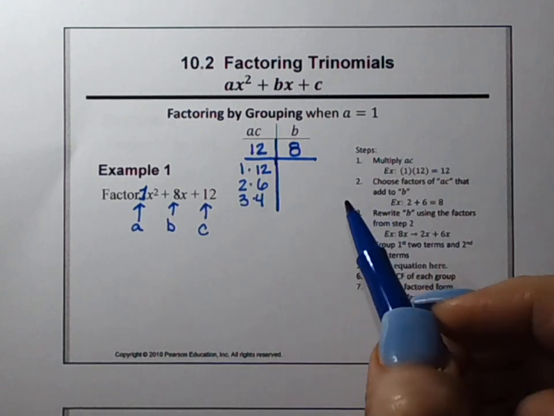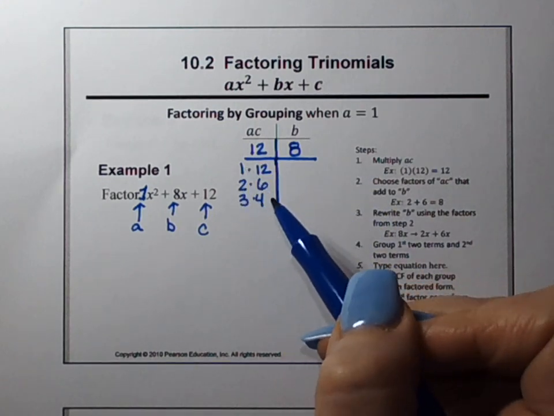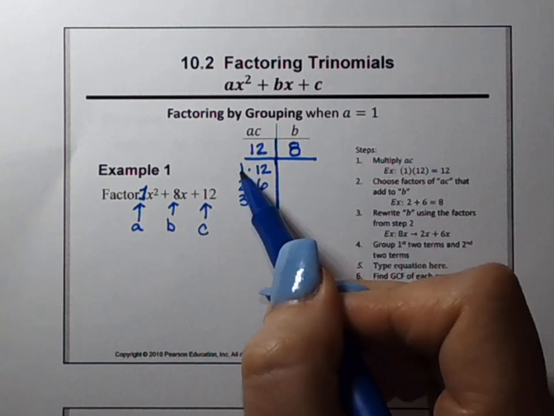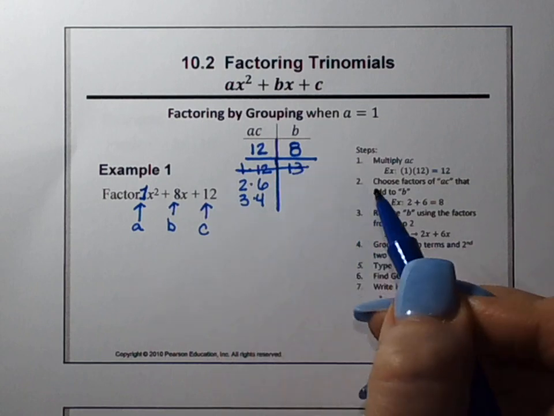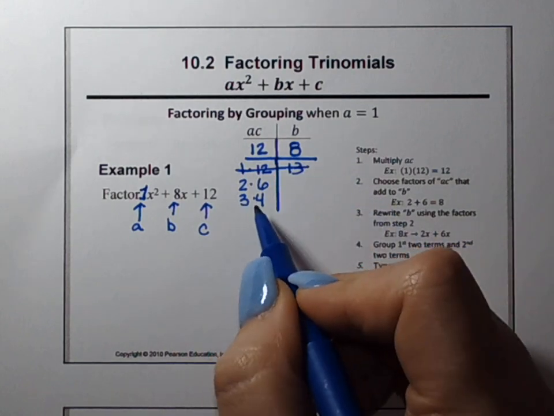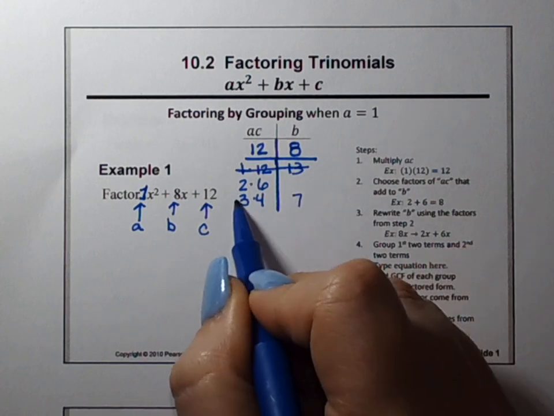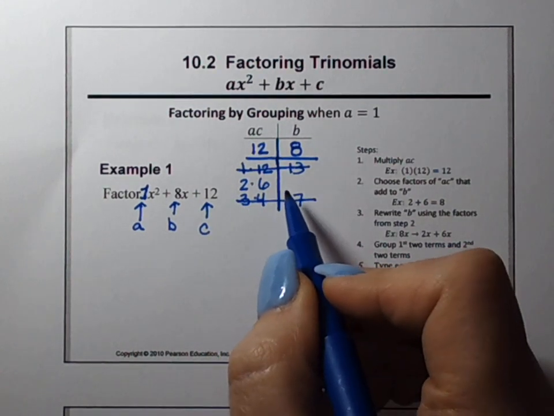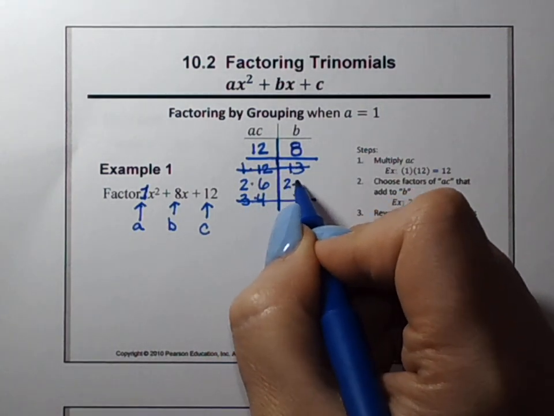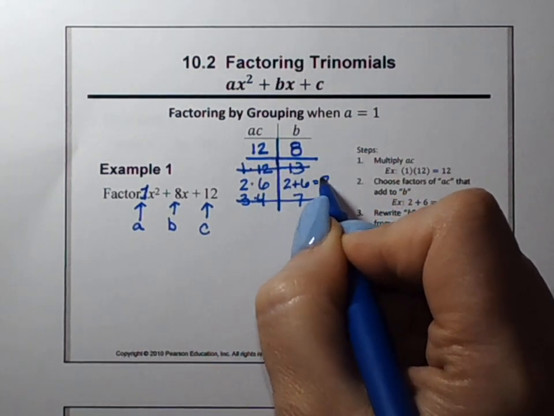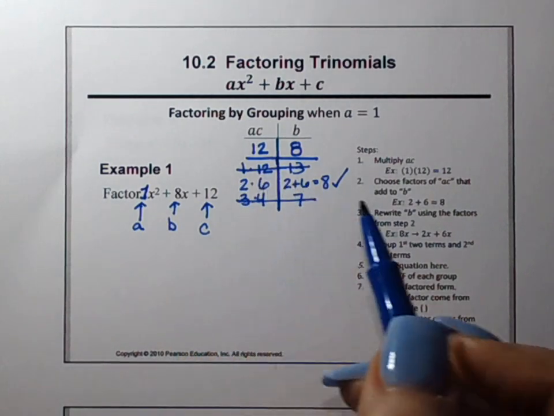Alright, so step 2 says we want to find factors of 12 that are going to add up to 8. Well, what is 1 plus 12? It's 13. That does not equal 8, so that's not going to work. What is 3 plus 4? Well, 3 plus 4 is 7. That one's not going to work. However, 2 plus 6 does equal 8. So this is our winner right here. These are going to be the factors that we use.